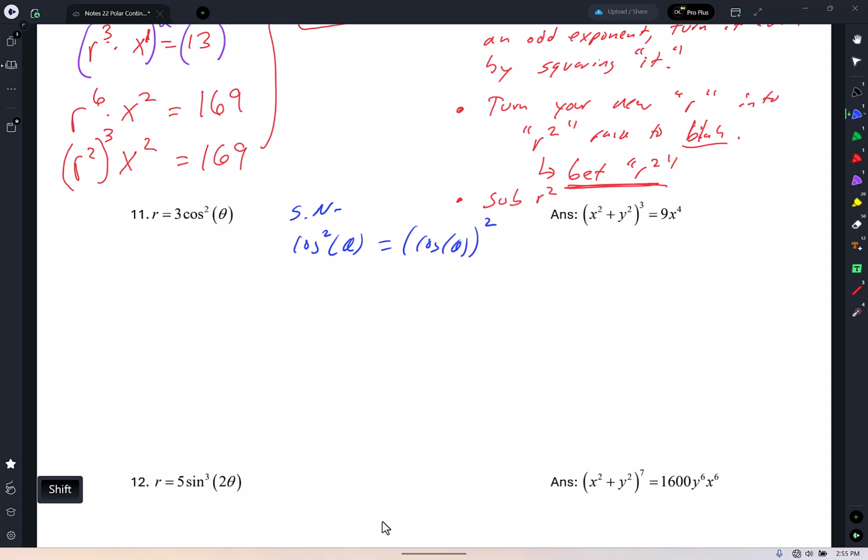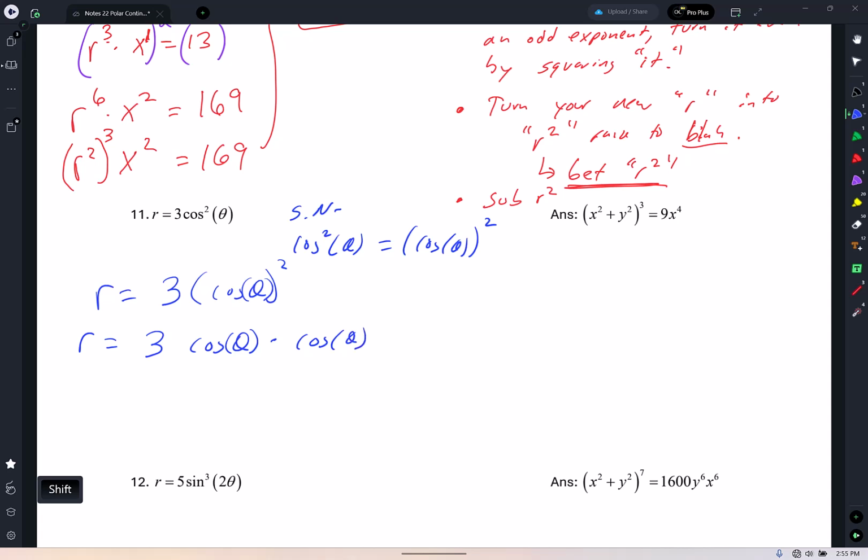So here we go. I'm going to rewrite it. I'm going to write r equals 3, cosine theta, close it, squared. I haven't done anything crazy. This 2 means that I have 2 of these: cosine theta times cosine theta, right? So I'm going to rewrite: r equals 3 cosine theta times cosine theta.